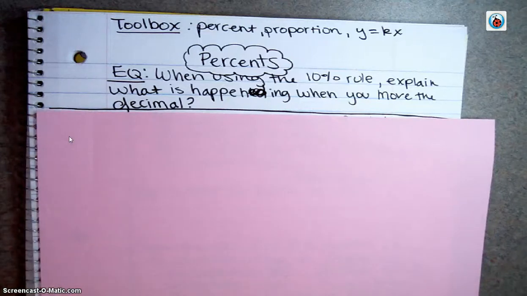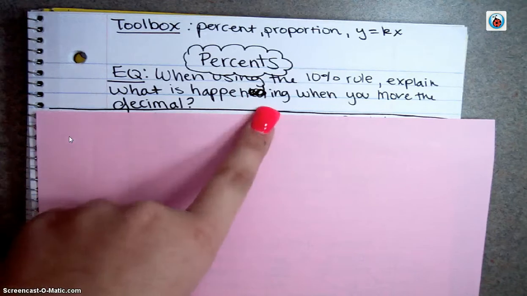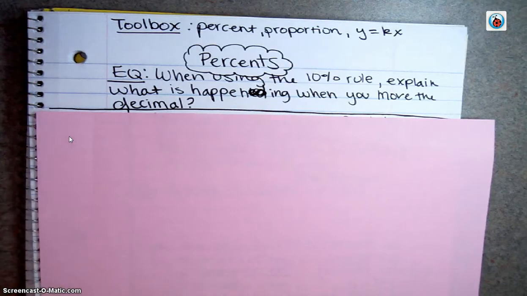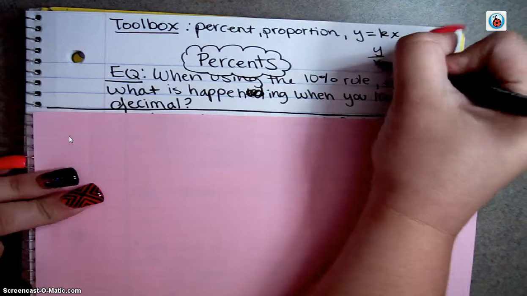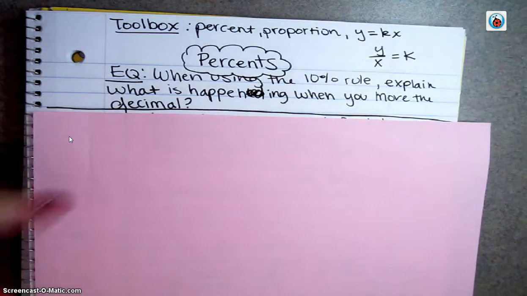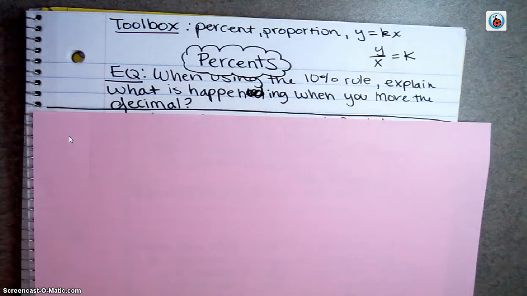Here's your toolbox, your title, and your essential question for tonight's video. Sorry about my little mistake here. In your toolbox, I want you to put percent, proportion, and y equals kx. And then also add the other one, y over x equals k. So put both of those up there in the toolbox. Your title is percent. And your essential question is, when using the 10% rule, explain what is happening when you move the decimal.